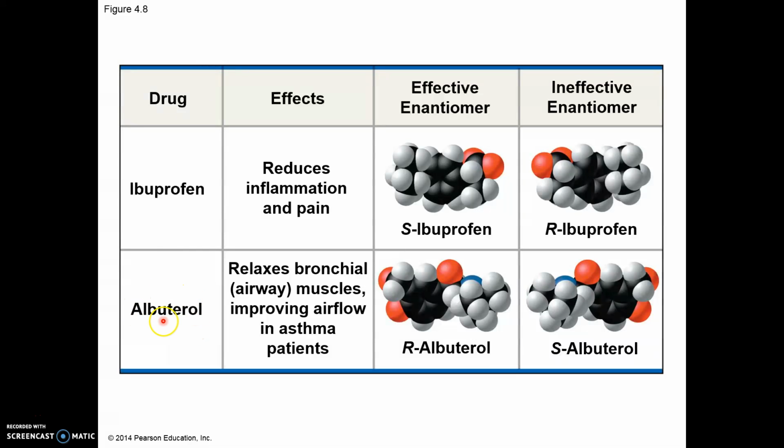Another thing we have here is albuterol. If you have asthma, you are probably very familiar with this. This is what you have in those little puff inhalers, right? What it does is it relaxes bronchial airway muscles and allows you to breathe easier. The active form in here is this, okay, the R form. The mirror image of it, the S form, actually has the opposite effect, right? So it would actually make the asthma worse. Consequently, when we make albuterol, we have to make and purify only the R form.